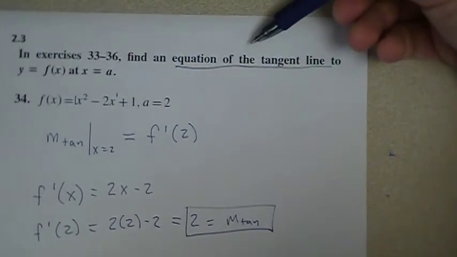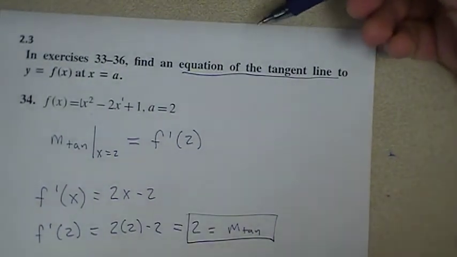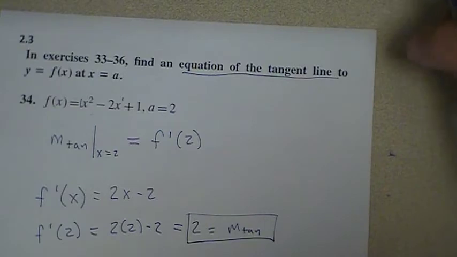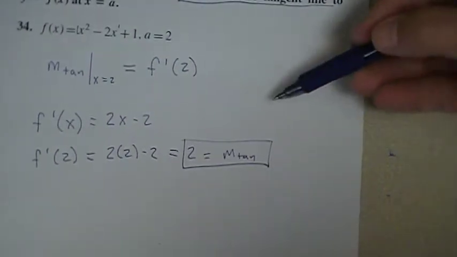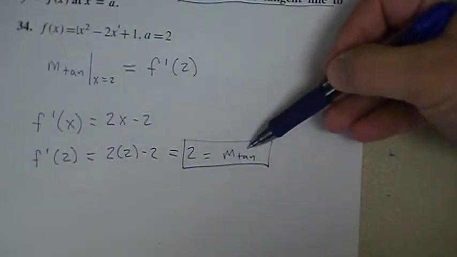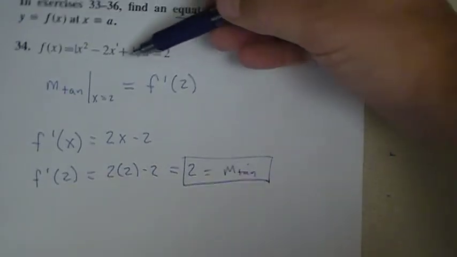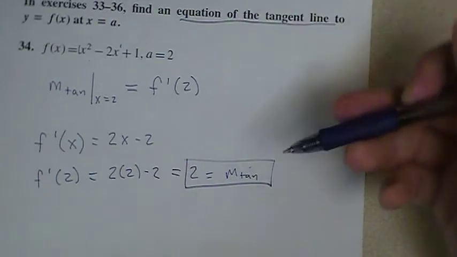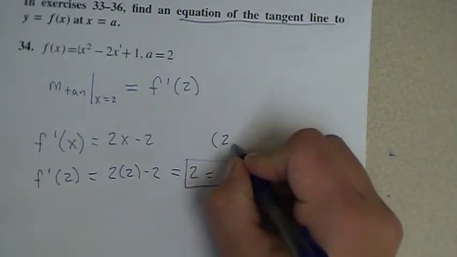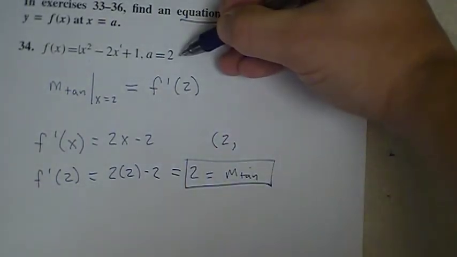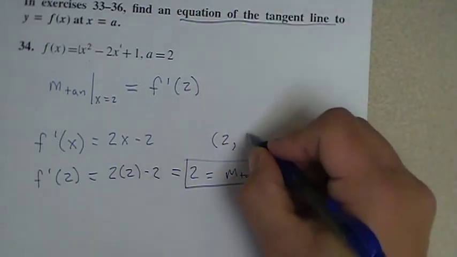If you want an equation of the line, you're going to want an answer either in point slope form or slope intercept form. To find the equation of the line, I not only need its slope, but I also need to know a point on the line. I know that my line is going to hit this curve at the point of tangency. So the point of tangency has an x coordinate of 2 and a y coordinate of f of 2.